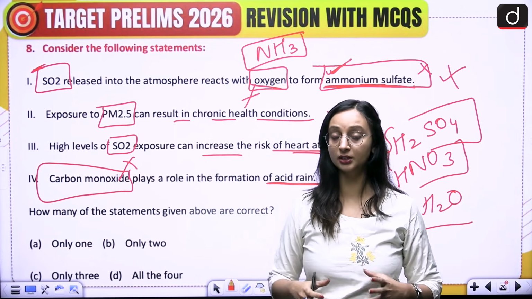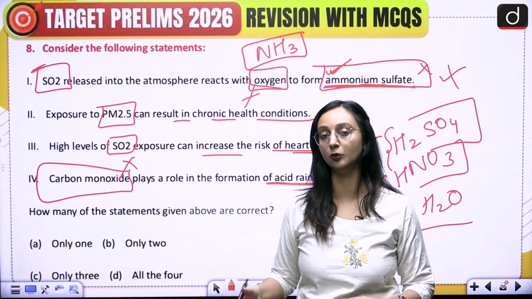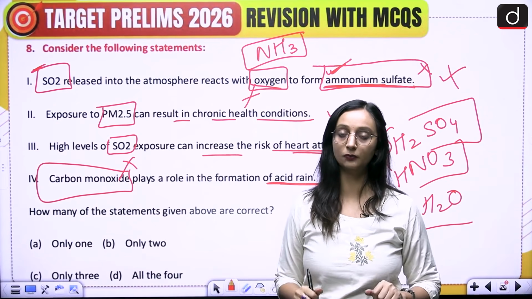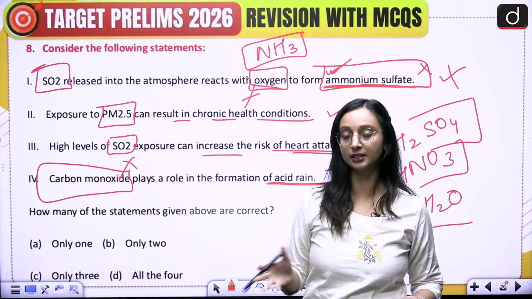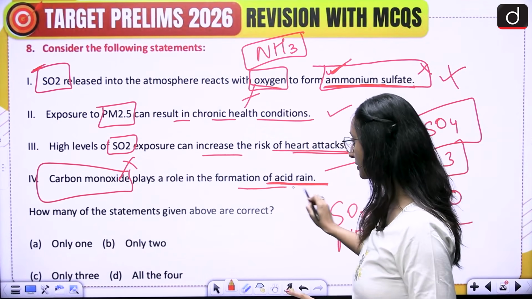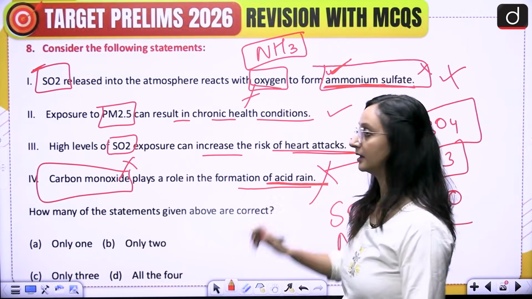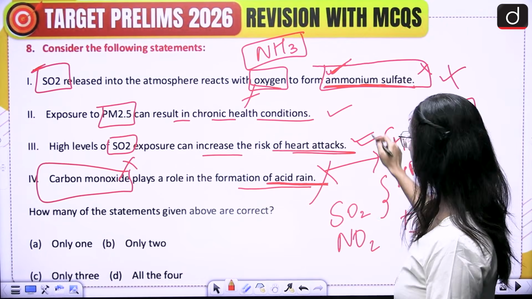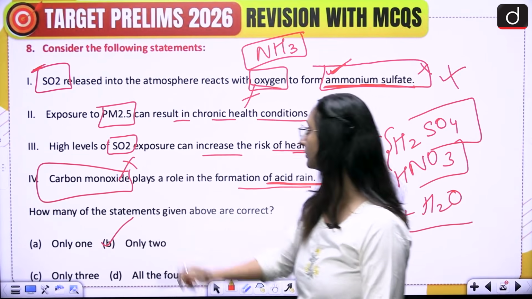We discussed that it gives rise to carboxyhemoglobin. It reduces the binding capacity of oxygen because it has a much higher binding capacity than oxygen. So this is the problem with carbon monoxide. Carbon monoxide does not lead to the formation of acid rain. So how many statements are correct? 1, 2, only 2. Option B.